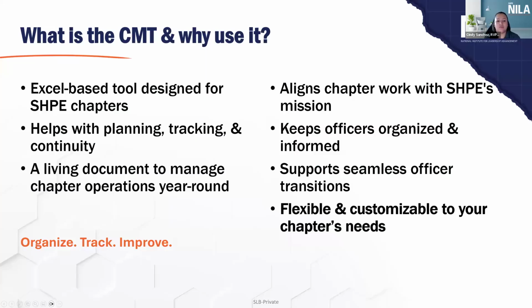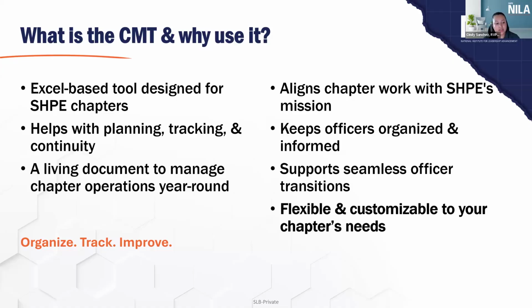What is the CMT and why should you use it? So the CMT stands for the Chapter Management Tool. It's an Excel-based tool designed for Chef chapters. It's for your operations. It helps with planning, tracking, and also establishes a great foundation for the continuity of your chapter, because that's what we're working for, right? We want to make sure that our chapters remain strong and remain attuned to Chef's mission and vision. So this will definitely help do that.